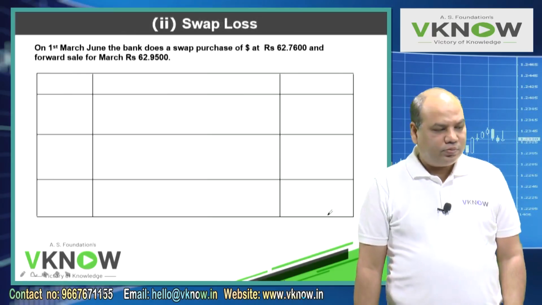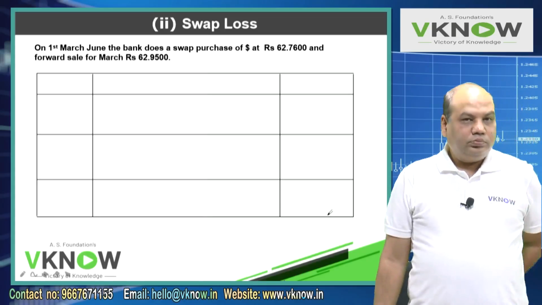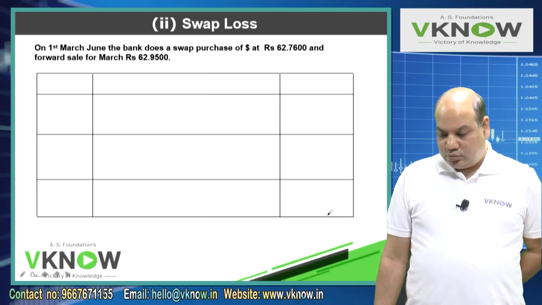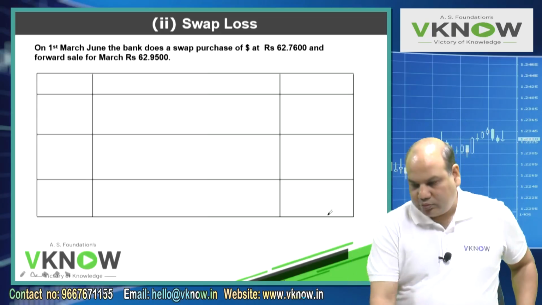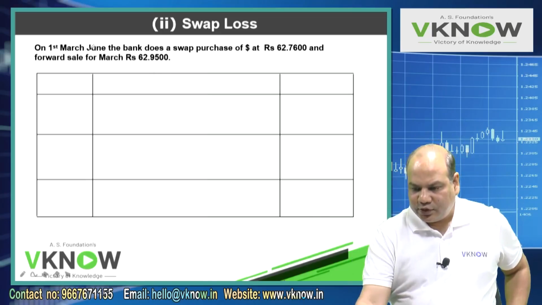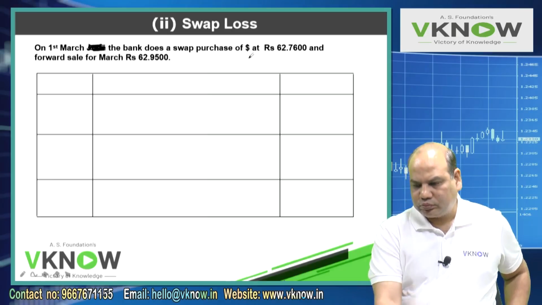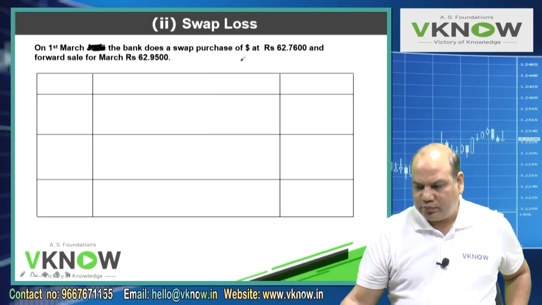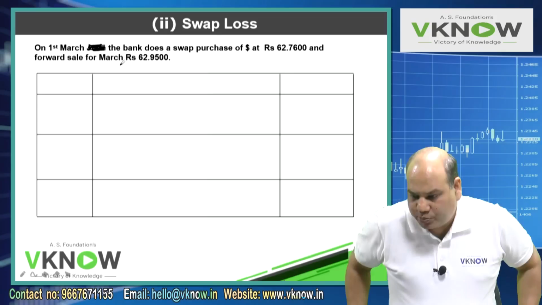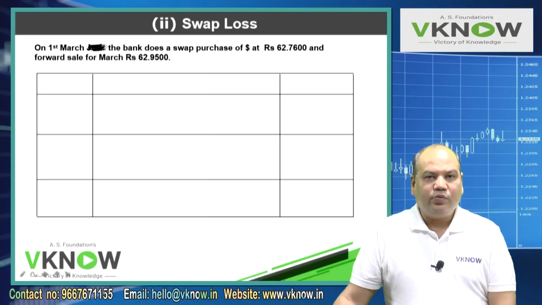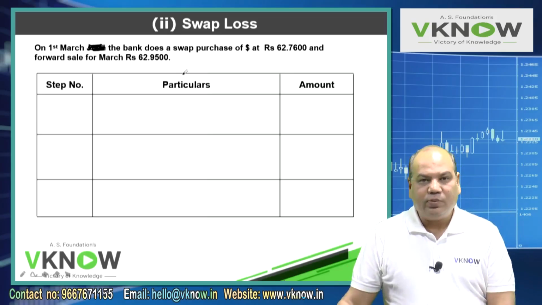Point number 2, write down swap loss. On 1st March, the bank does a swap purchase of dollar at 62.7600 and forward sale for March at rupees 62.9500.